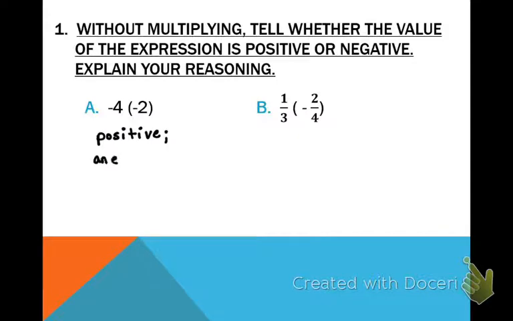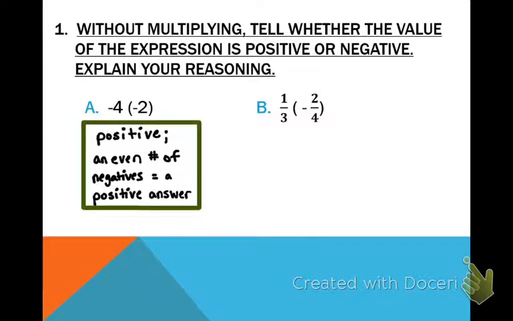So let's write this down. An even number of negative signs will always equal a positive answer. Excellent job, Luke. Okay, so remember for this one, we are just counting how many negative signs we see there. An even number will always give us a positive answer.